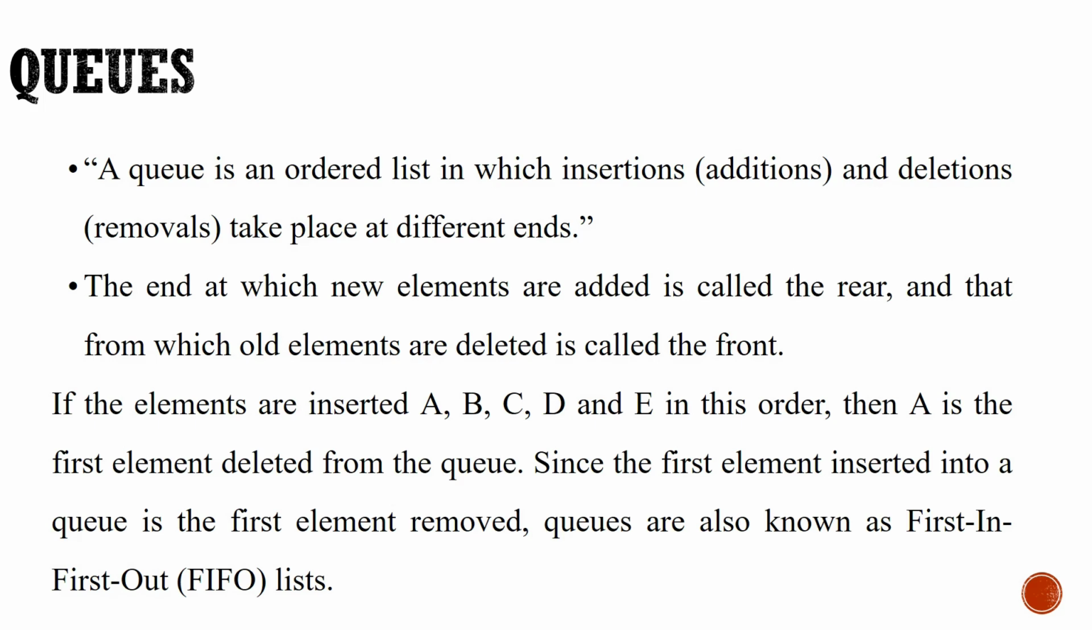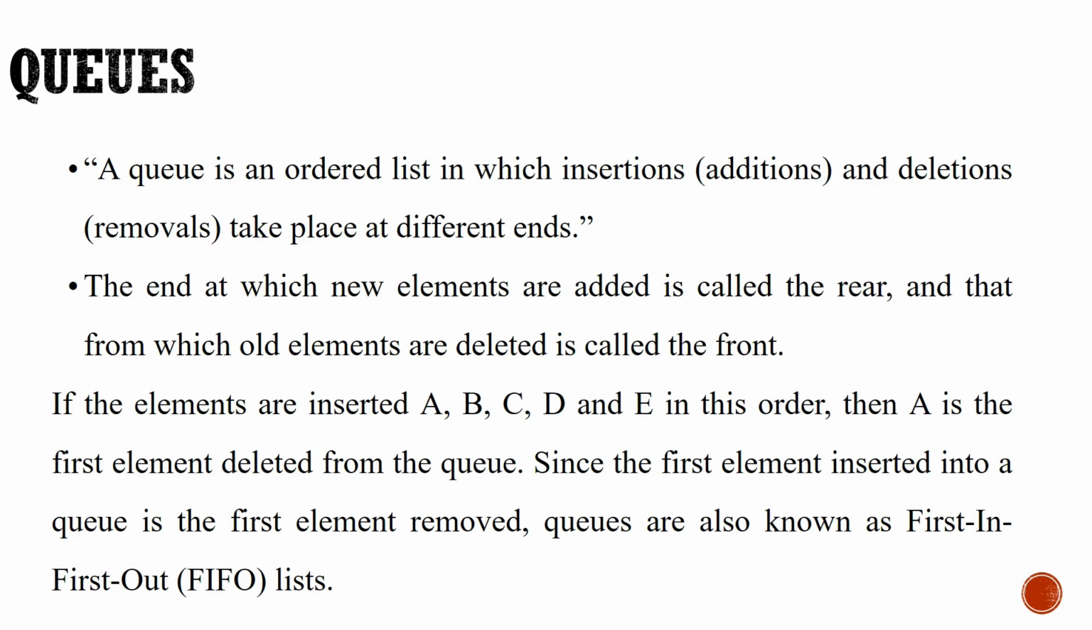Queues. What are queues? First, the definition of the queue: a queue is an ordered list in which insertions and deletions take place at different ends. As we learnt in stacks, the insertions and deletions both are carried out at the same end, so it's different compared to the stack. In the queue, we have two ends. The first end we call the front end, and the second end we call the rear end. The elements are inserted from the rear end, and the old elements are deleted from the front end.